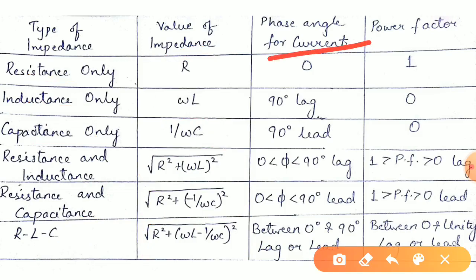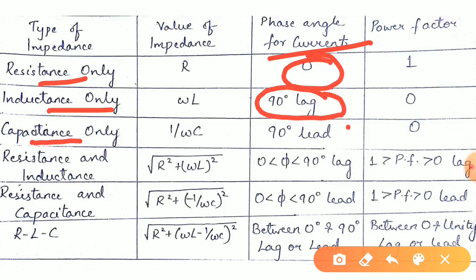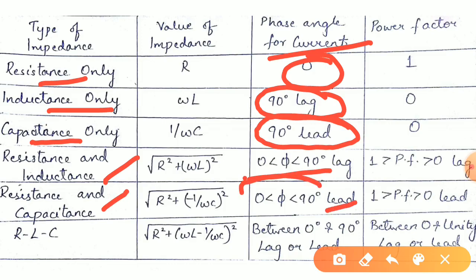If we talk about phase angle for current, for circuits having only resistor, then the value will be 0. If we have an inductance in the circuit, then it will be equal to 90 degree. If we have capacitance, it will be equal to 90 degree lead. For RL circuit, it will be a lagging current value between 0 to 90 degree. For resistance and capacitance, it will be a lead with 0 to 90 degree value. For RLC component, the value will be between 0 and 90 degree, which will be either lagging or leading.